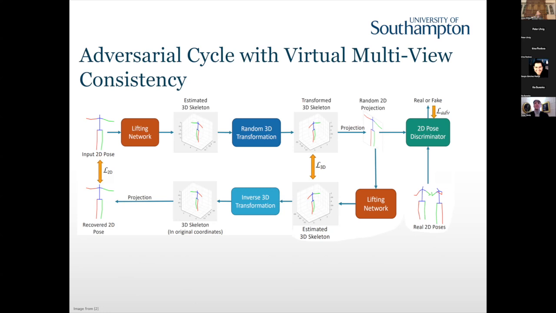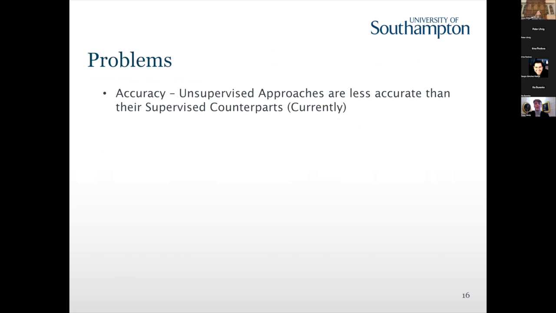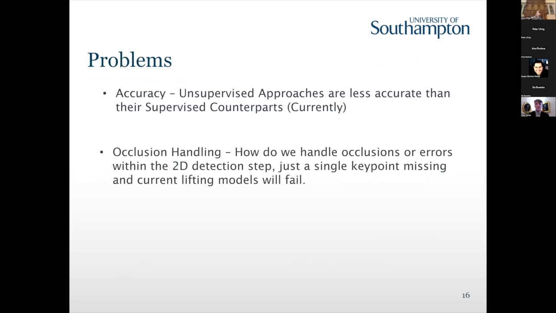And this is how we train unsupervised 3D lifting networks. It's this idea that you can predict randomly, rotate it, reproject it back into 2D, and discriminate against it, but also send that through the inverse transformation, and you should get the original 2D back. But what are the problems that I noticed? So problem one was accuracy. Unsupervised approaches are currently less accurate than supervised approaches. The second was occlusion handling.